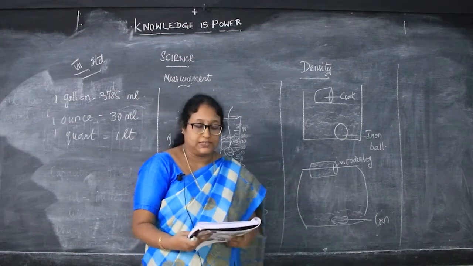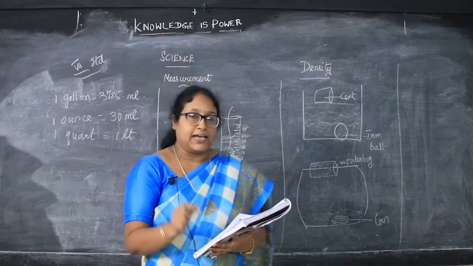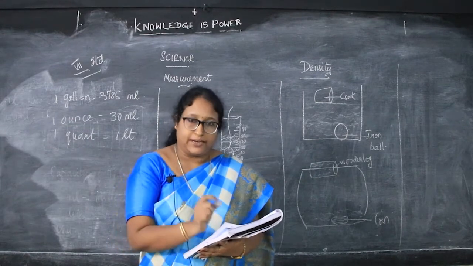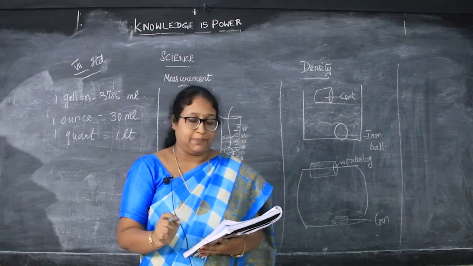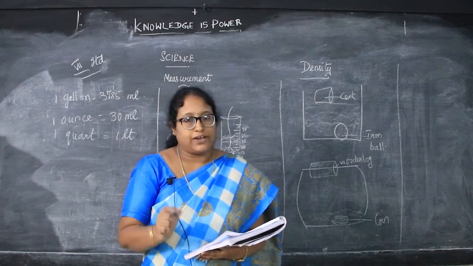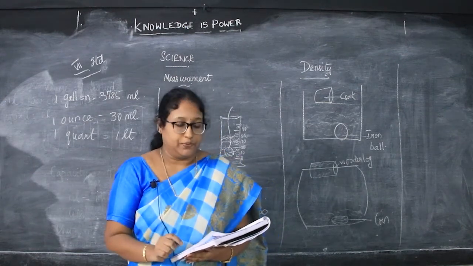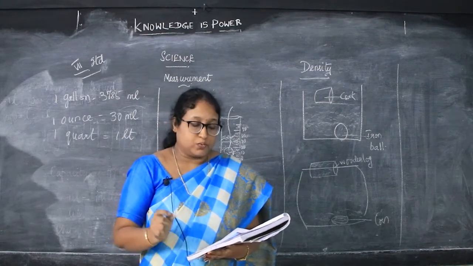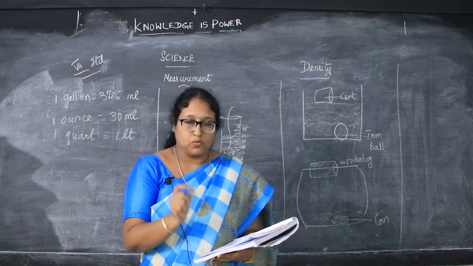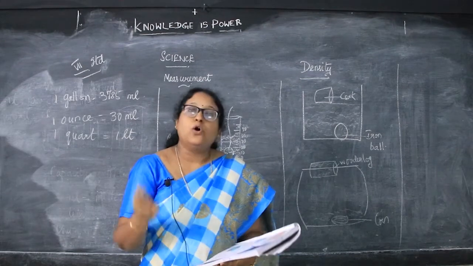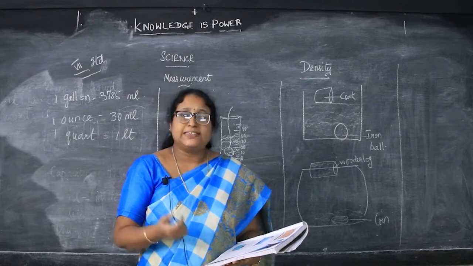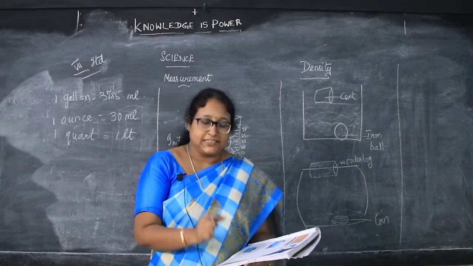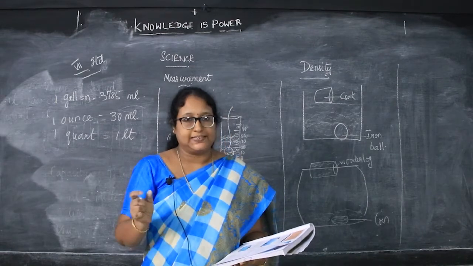Now the first question they ask is: take an iron block and a wooden block of the same mass. Now measure their volume. Which one has more volume? After observing that, we see that the wooden block occupies more volume than the iron block which has the same mass. Now we observe that the wooden block is lighter than the iron block of the same size.